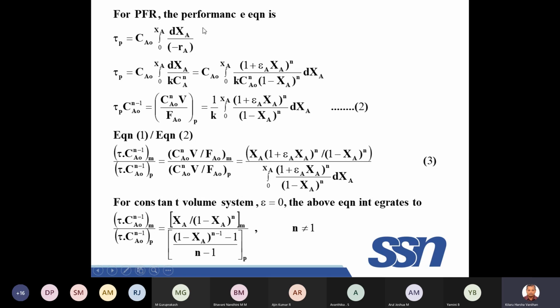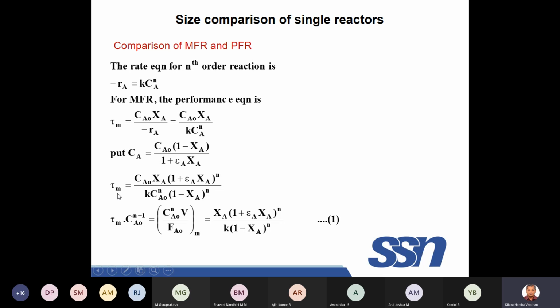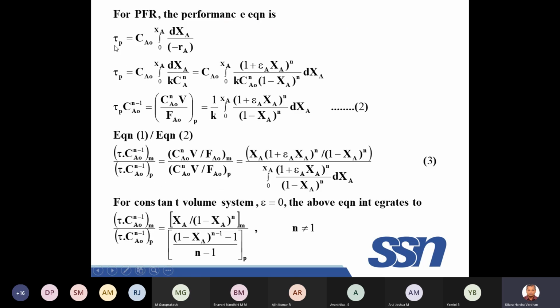Like that, you can do the performance equation for a plug flow reactor. This is the performance equation for plug flow. Whenever we write tau p and tau m, the suffix tells which reactor: tau p is the space time of the plug flow reactor, and tau m is the space time of the mixed reactor. So M indicates mixed and P indicates plug. This is just so we know which tau we are mentioning.